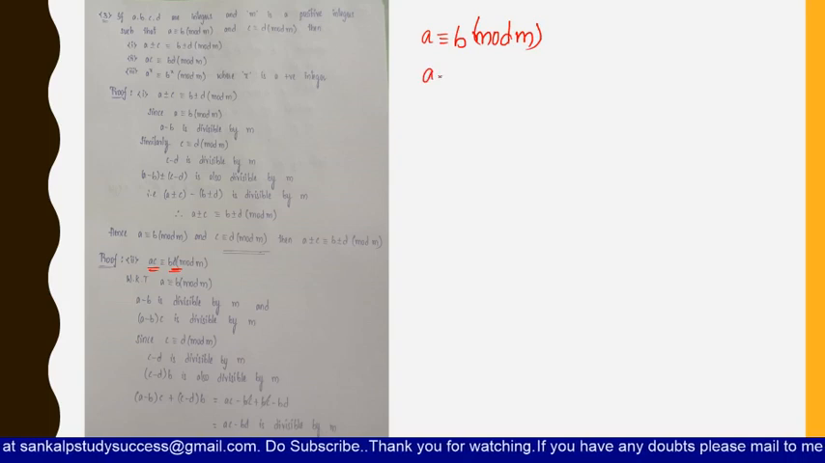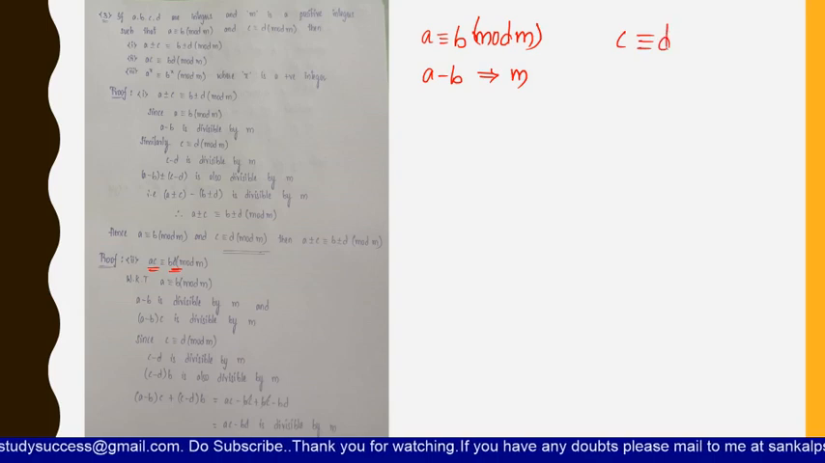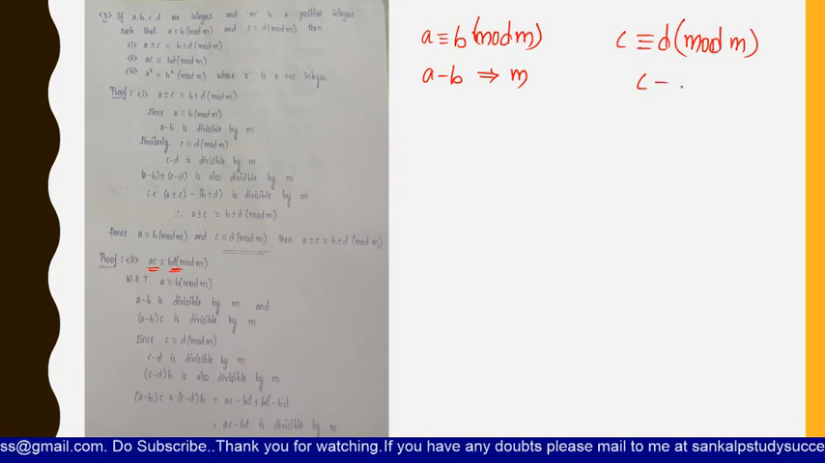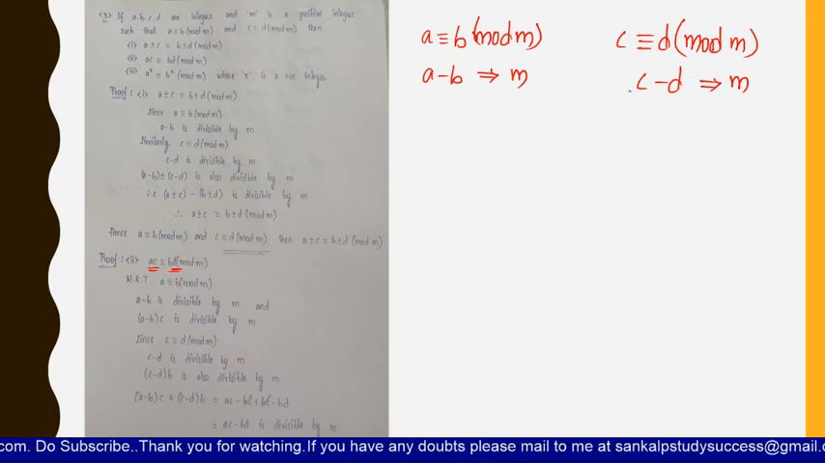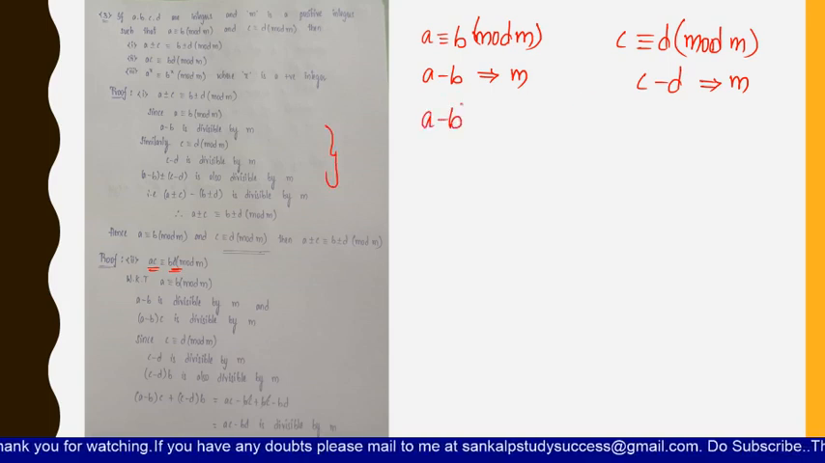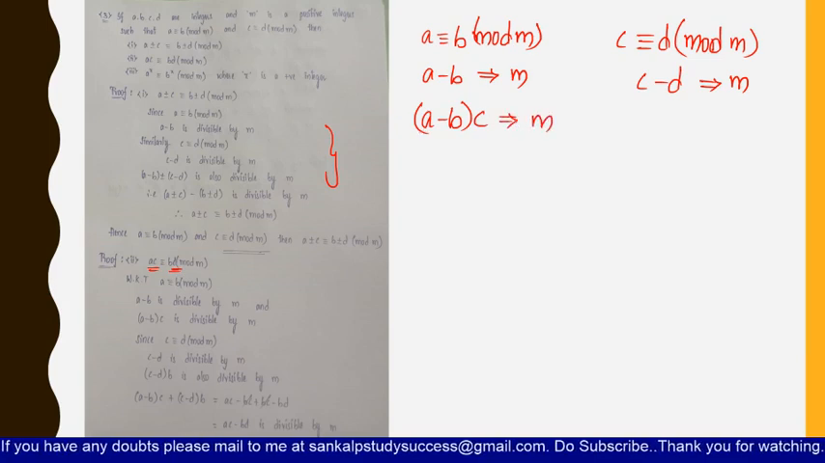So from here you can say a minus b is divisible by m, and also we have the second equation, c is congruent to d mod m, right? That means c minus d is divisible by m. So here you can say that if you combine these two equations, we will get the property. So here, a minus b is divisible by m. We already know that. So we will just multiply c with this. So this will be divisible by m, right?